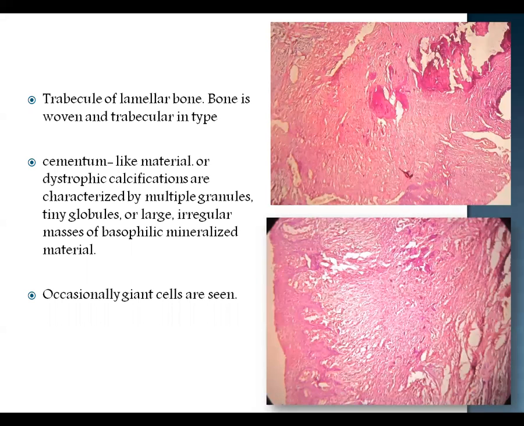So as the name suggests, peripheral ossifying fibroma, the important finding is this, the trabecular bone.